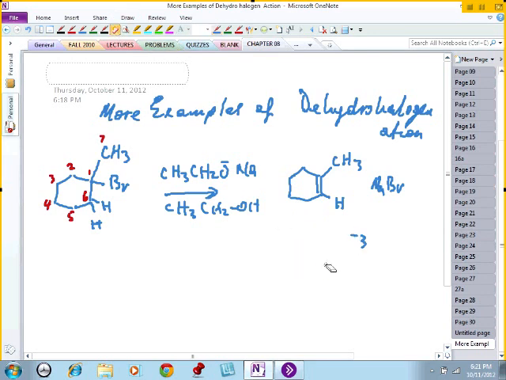Okay, what other product do you expect? Exactly, 1 and 7. So we expect a carbon-carbon double bond between 1 and 7, because you could remove one hydrogen here and the bromine here, and then you form the carbon-carbon double bond here. So therefore you get 1 and 7.